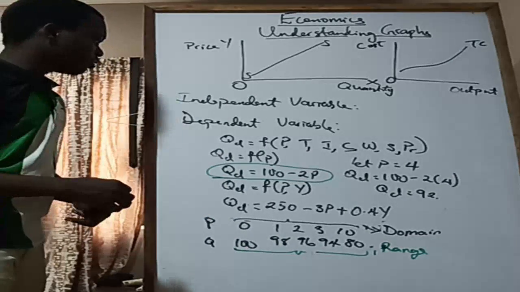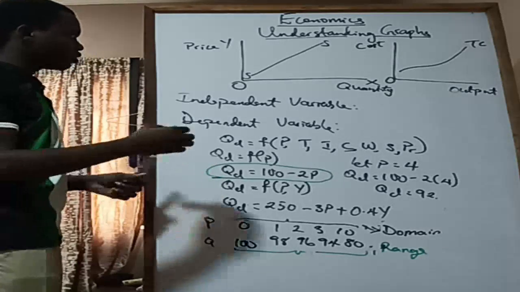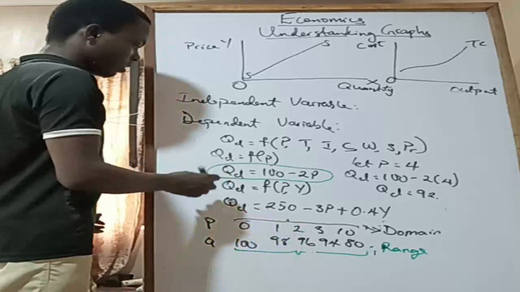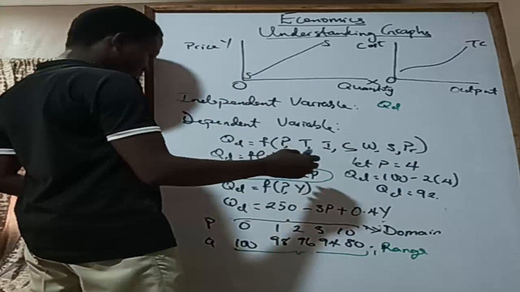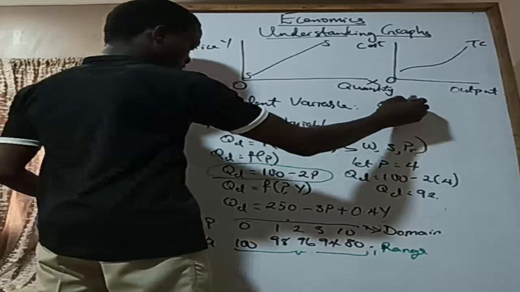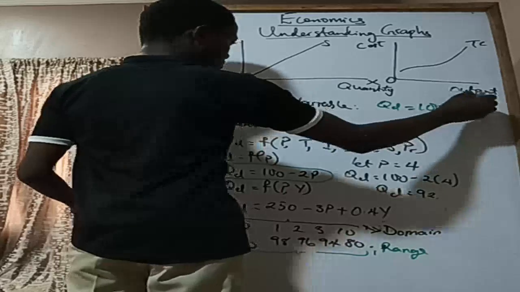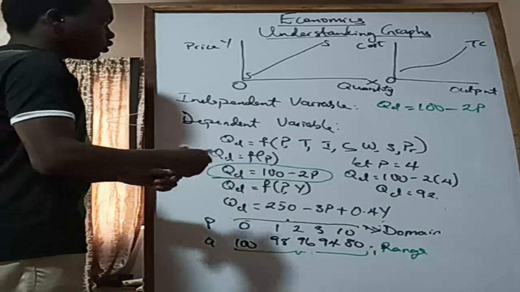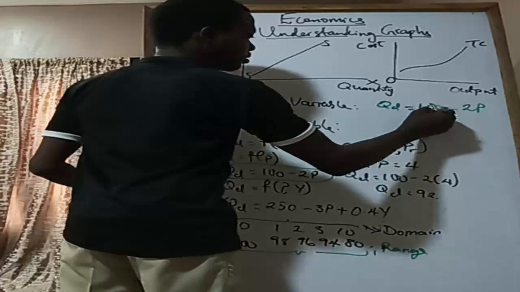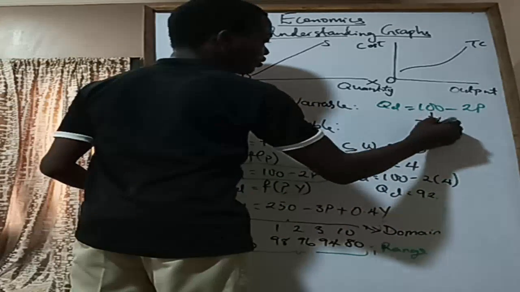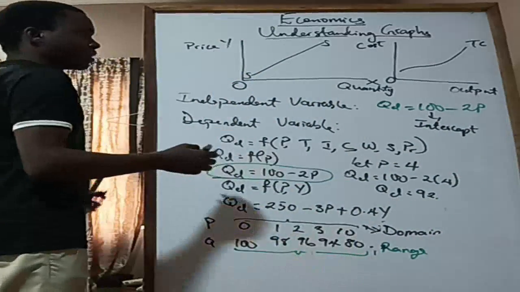That being said, what then is the next thing? Let's continue to work with this. So when you have QD equals 100 minus 2P. Okay. So what you have here, this 100 is the intercept. So by the time we are trying to use this to draw a graph, this is going to be the intercept. That is where our graph is going to be starting from.